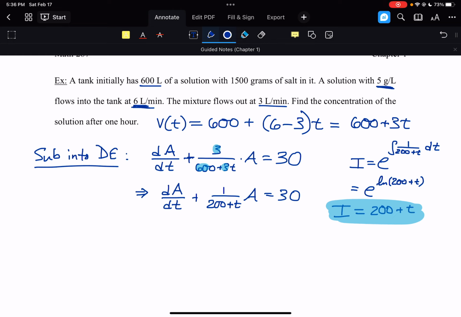So we're going to use that. So we get (200 + t) times A, all quantity prime, equals I times Q, so times 30.